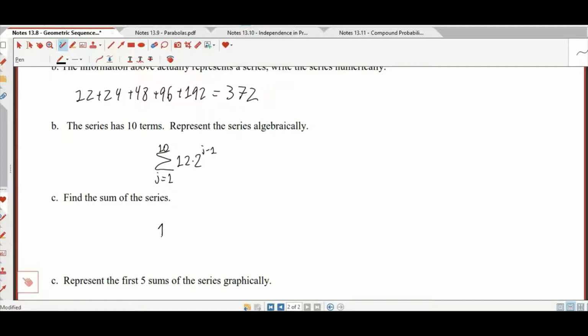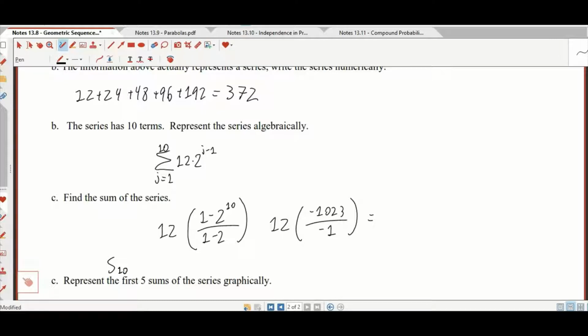That would be the first term, 12, times 1 minus the common ratio to the 10th, because that's how many terms we have, over 1 minus 2. Now, 2 to the power of 10 is a huge number. Oh, 1024, that wasn't as bad. Take that away from 1. That's 12 times negative 1023 over negative 1, which is really just 1023 times 12. And you get, well, the sum of those first 10 is equal to 12,276.